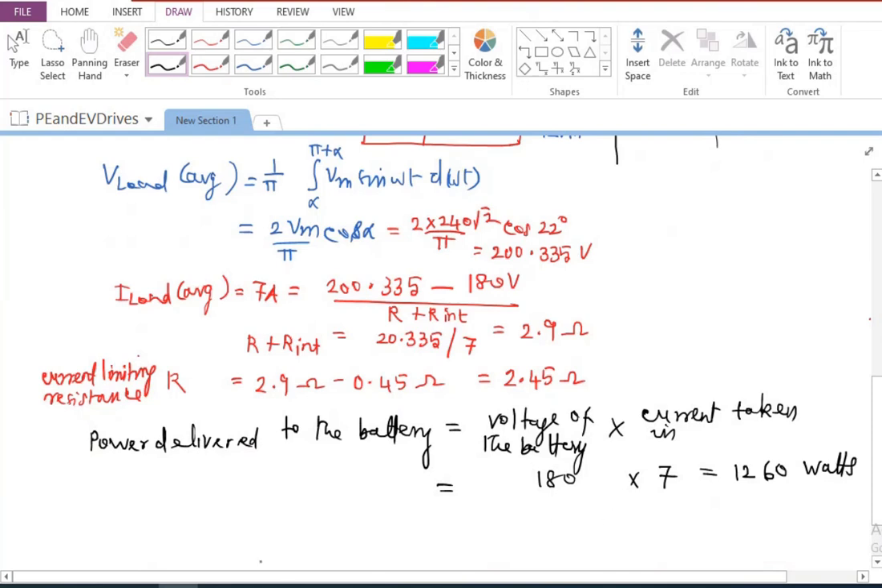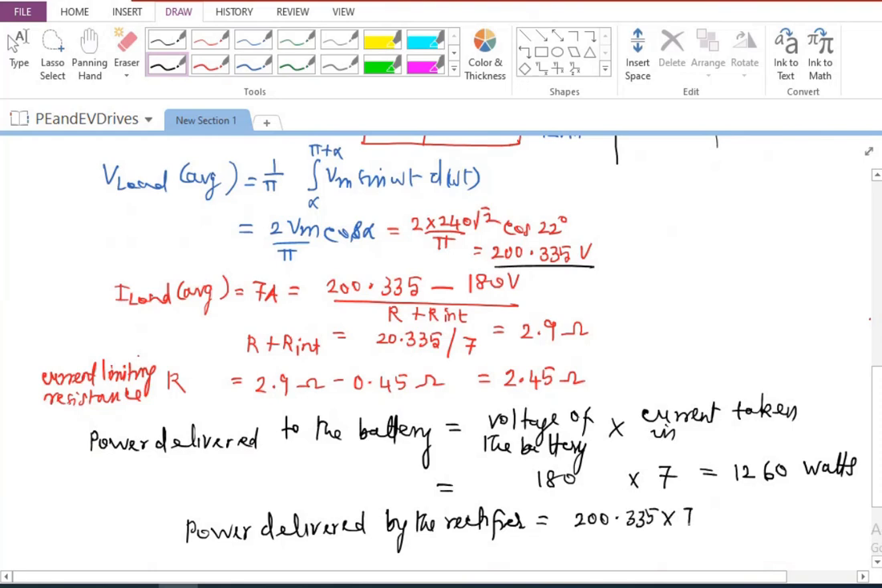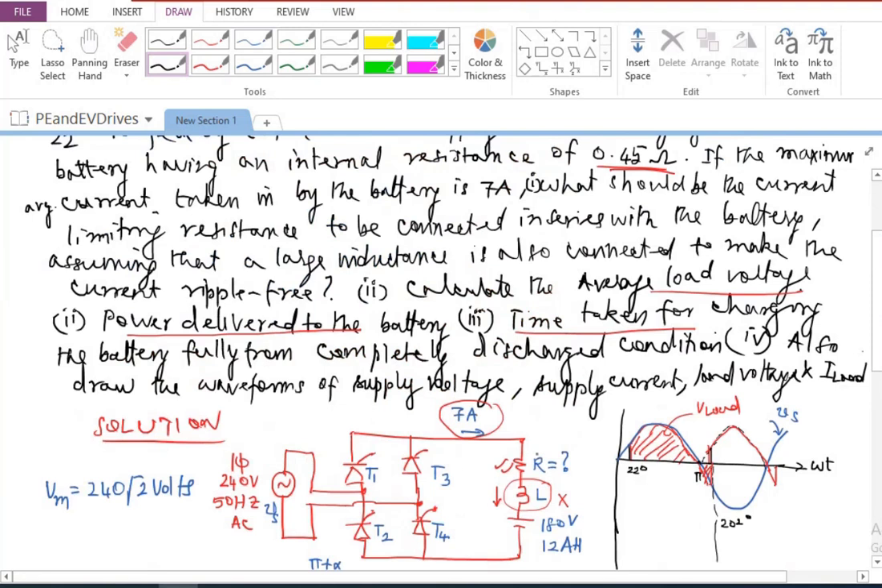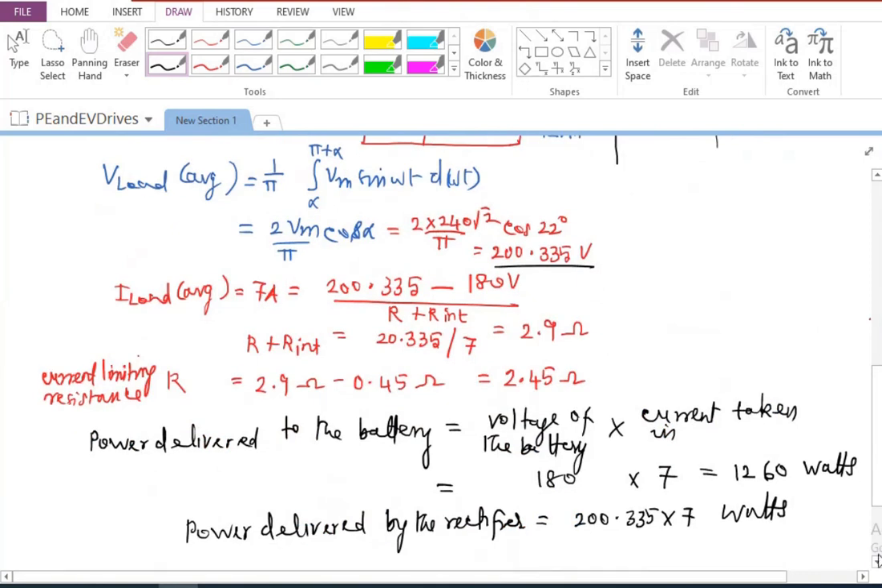But if you look at the power delivered by the rectifier, for example, the total voltage that is delivered by the rectifier is 200.335 multiplied by 7. So many watts will be delivered by the rectifier, out of which part of it is dissipated in the resistance here and part of it is dissipated in the internal resistance. So those are all wastage of power, but we can't help it. That is the way it is.